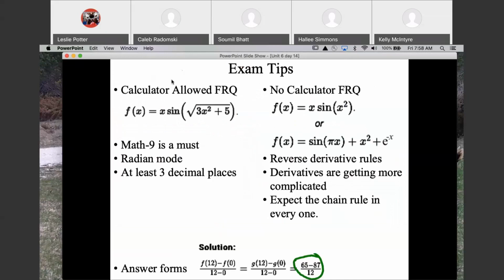Same thing. If you have a calculator question, they are going to give you some off the wall, really difficult thing. You actually could do a U sub on this. You really could, but seriously, you have a calculator. They don't want you to. Don't try, please. Don't spend your time doing it. They want you to do a Math 9 if they're going to ask you to integrate this.